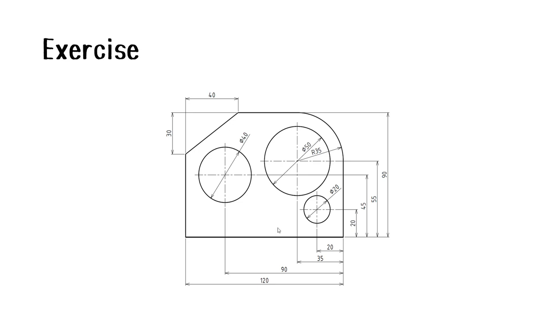So I want you to create this kind of object. So if you can see, this is 120 and 90. So I will start to create this, and then from this you can see 20, 35 and 90. So I will create these three lines, and then 20, 45, 55 for these 1, 2, 3 lines as the reference. And then I will create the chamfer here, and then the circle, and then this radius.